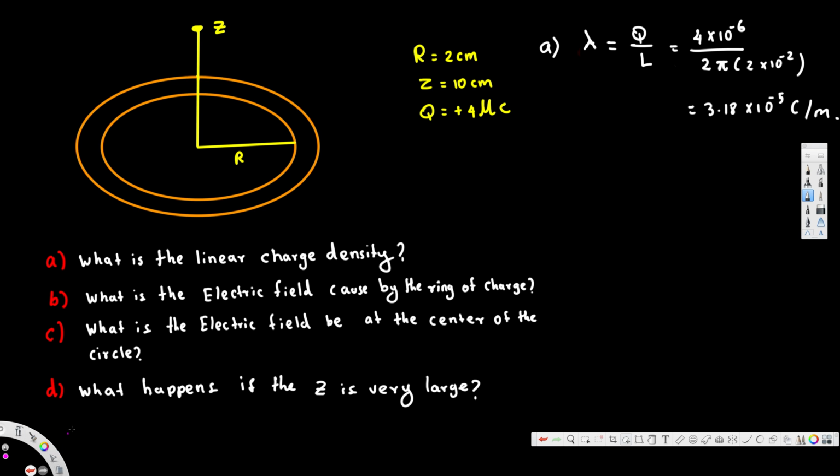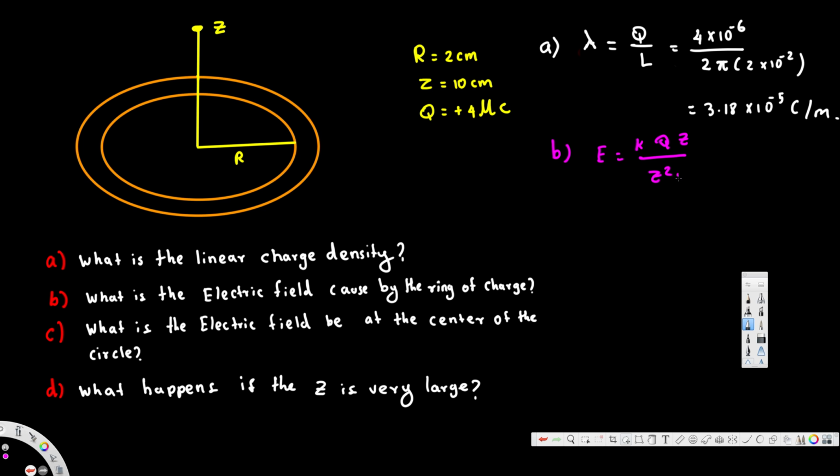Now let's look at the B part. The B part is asking what is the electric field caused by the ring of charge. Now to calculate electric field, we use this equation. E is equal to 1 over 4 pi epsilon naught, or K, whatever value you want. K is much easier because K is 9 times 10 to the power of 9. We know that already. Also 1 over 4 pi epsilon naught is 8.99, same as 9. So we can put K Q Z divided by (Z square plus R square) power 3 by 2.